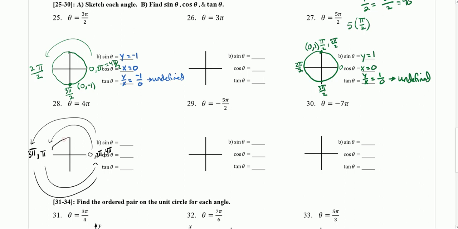And we're looking for the coordinate on the unit circle located at that position, which is just one unit to the right of 0, 0, or the coordinate 1, 0. Once you have that, the sine is your y coordinate, the cosine is your x coordinate, and the tangent is y over x, which is 0 over 1, which is equal to 0.